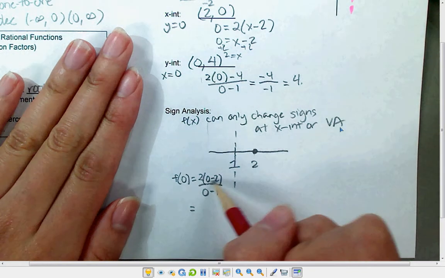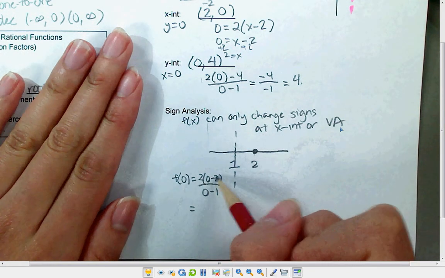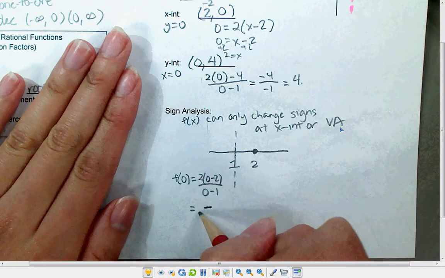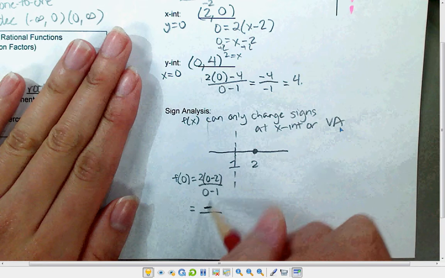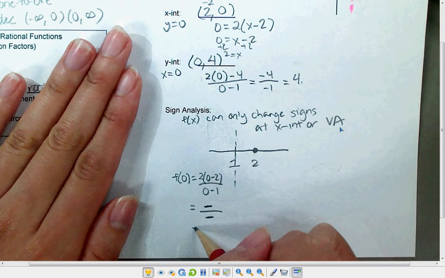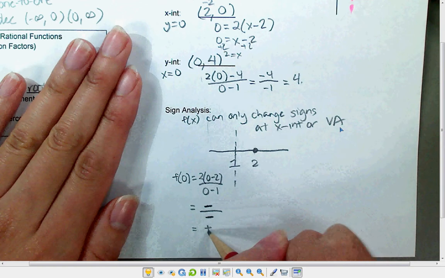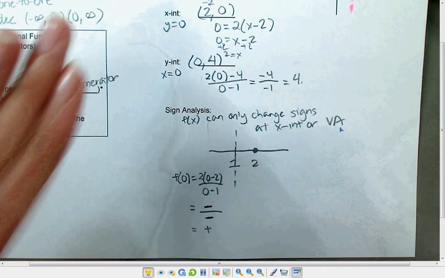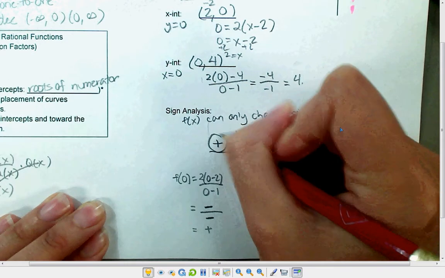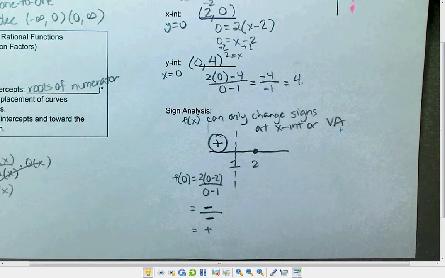So in this top portion, 0 minus 2 is going to give me a negative number, right? So negative number times 2 is going to be negative. 0 minus 1 is also going to give me a negative number. So I'm going to end up with a negative divided by a negative. What's a negative divided by a negative? It's positive, right? So again, I don't even have to write the numbers down. All I care about is the sign. So I know this is going to be a positive number on this side of the 1.